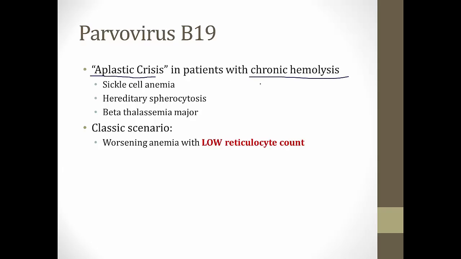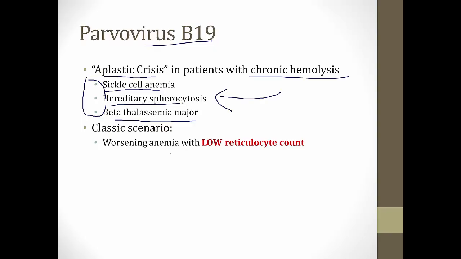B19 is classically taught as complicating sickle cell anemia, but it can also complicate hereditary spherocytosis or beta thalassemia major. We'll talk about all these conditions in other modules, but for our purposes here, just know that patients with these conditions have chronic hemolysis and they depend on their bone marrow to maintain a reasonable red blood cell count. If they become infected, they can get a very serious anemia.